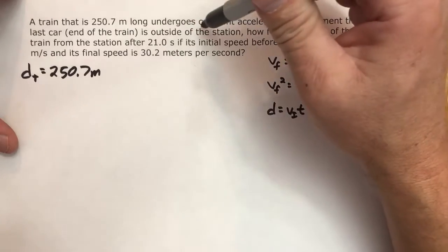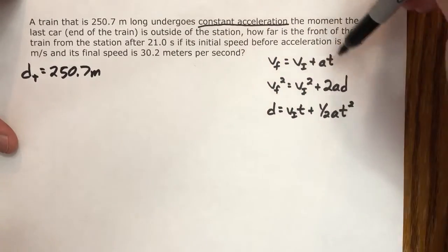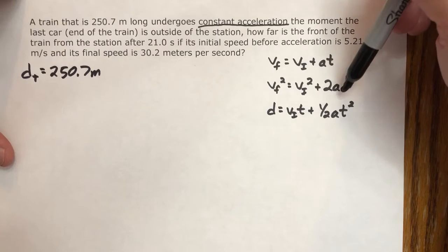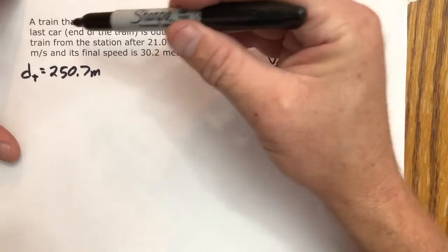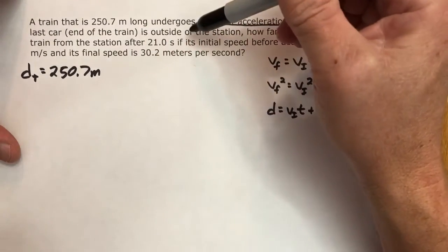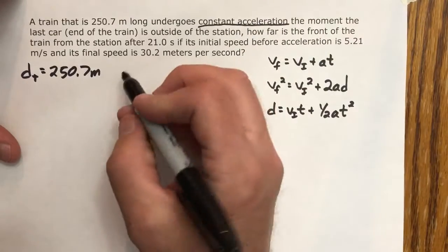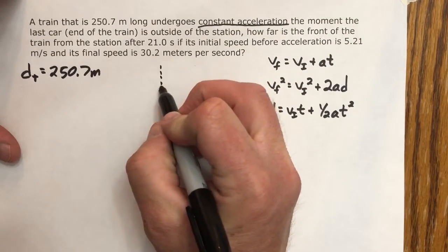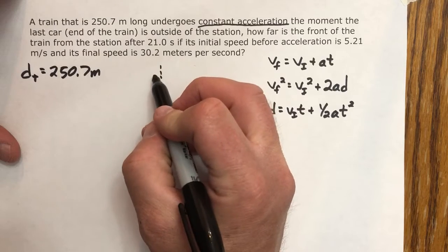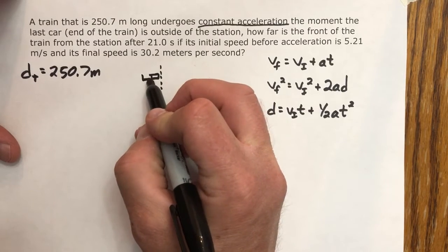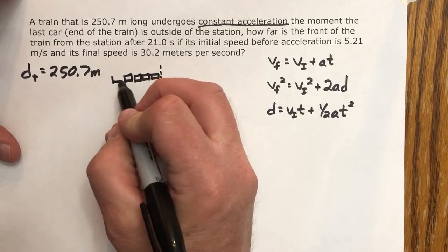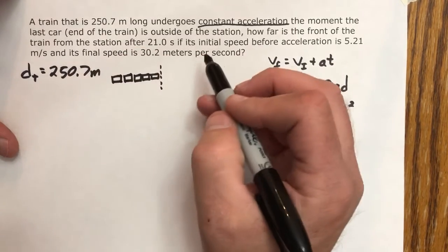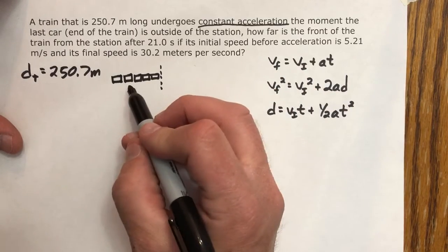It undergoes constant acceleration, so that's the key that tells us we can use these three equations, because these are the three equations of kinematics, which can only be used and only are true for constant acceleration situations. The moment the last car, the end of the train, is outside of the station. So that tells me this is the border of the station. And we have a train. We'll use our wonderful artistic skills and draw a train. It's a very good habit on these confusing questions: when you read them and think, what? Draw a picture.